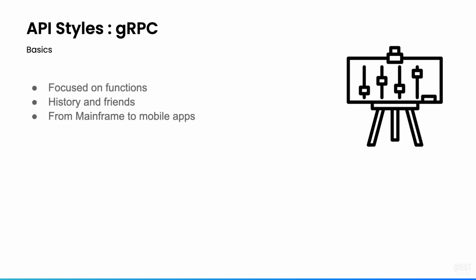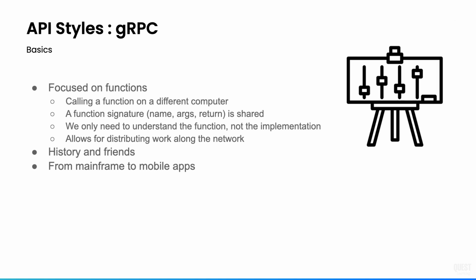So it's focused on functions. Basically, what we're trying to do is call a function on a different computer in a different memory space or address space, if you like. So we share function information together. That means we share the name of the function, any arguments that we pass back and forth, and any return value or object that you might get back.